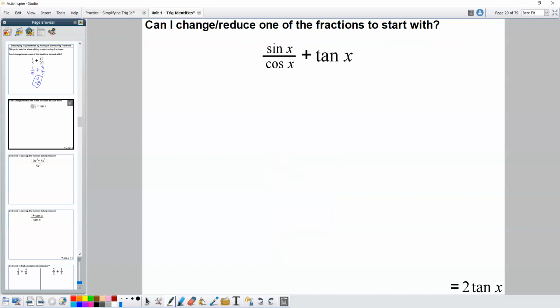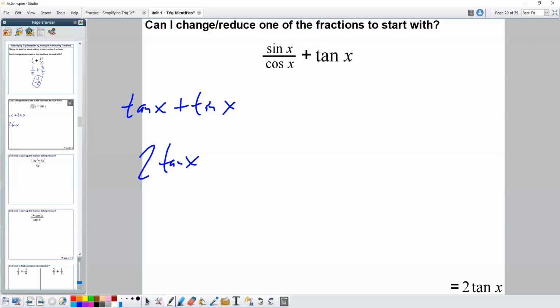Or changing one of the fractions. So when I look at this one, I could change that tangent of x into sine over cosine. That would work. I'll do that one here in a second. The easiest way for me is to look at this and say sine over cosine is tangent. So I would say tangent of x plus another tangent of x is 2 tangent of x. That's it.